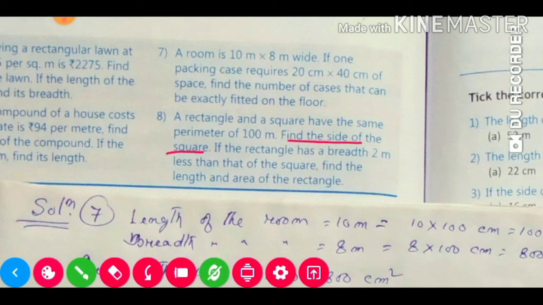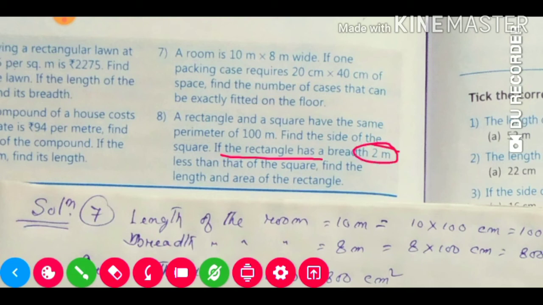Then the next part of this question: if the rectangle has a breadth of 2 meter less than that of the square, then find the length and area of the rectangle. Then we need to find out the length and area of the rectangle. These two things we also need to find out. And this question is part C. If the rectangle has a breadth 2 meter less than that of the square.